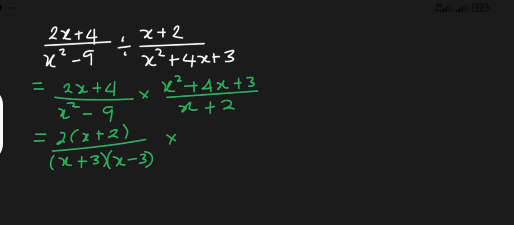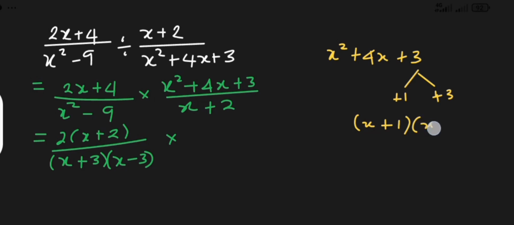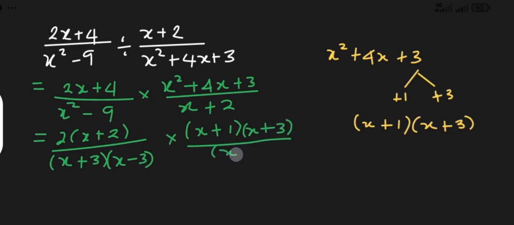Then the second fraction, we've got the numerator, x squared plus 4x plus 3, where the factors of positive 3 that add up to positive 4 in the middle are both positive, positive 1 and positive 3. So this means that the expression factors as x plus 1 and x plus 3 because the leading coefficient is 1. Hence, the numerator is the product of x plus 1 and x plus 3 over x plus 2.